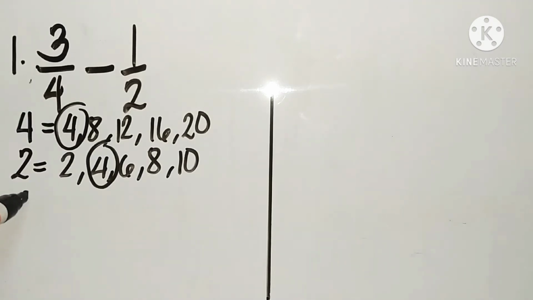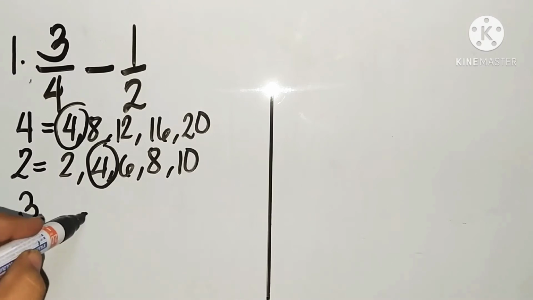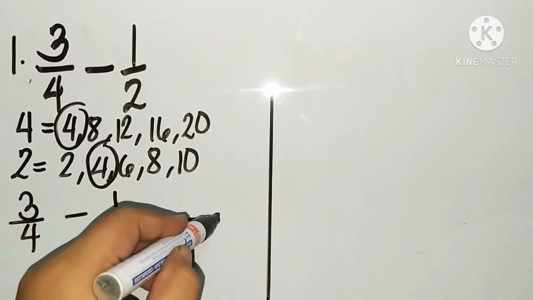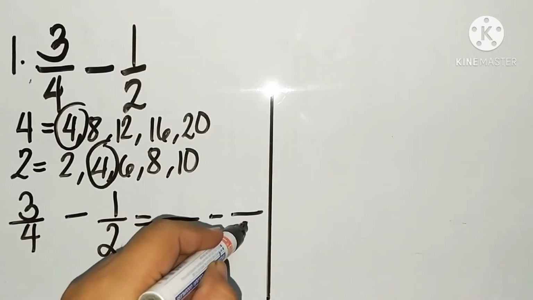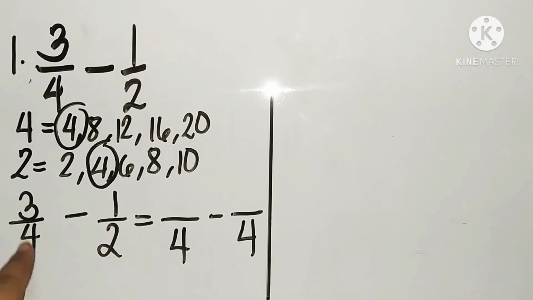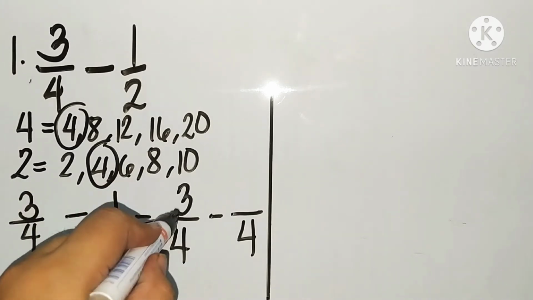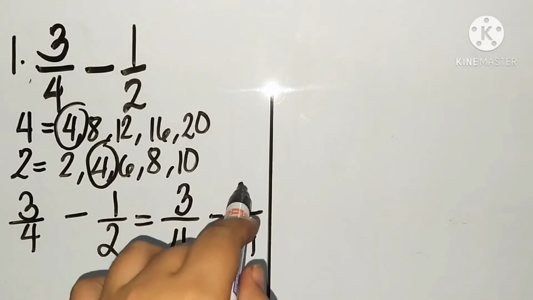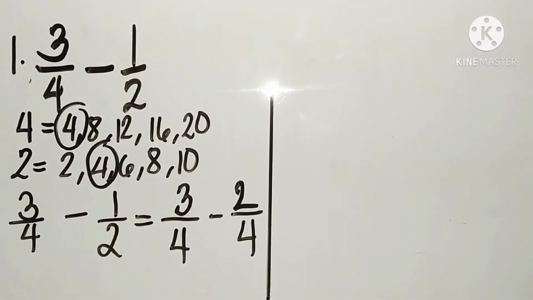So, magiging 3/4 minus 1/2 is equal to yung bago nating denominator, which is 4. Dito ba may magbabago ba dito? Syempre wala. So, kukopyahin lang natin yung 3 kasi pareho naman sila ng denominator na 4. And the next, 4 divided by 2 is 2 times 1, that is 2. Yung ginawa ko dito is yung step number 2. Rename fractions to similar fractions using the LCD.